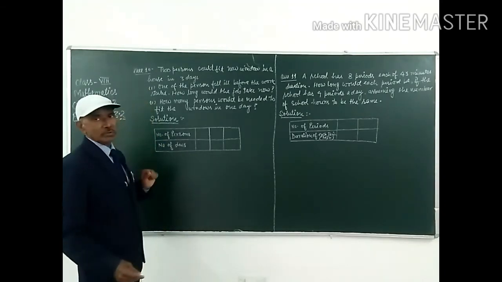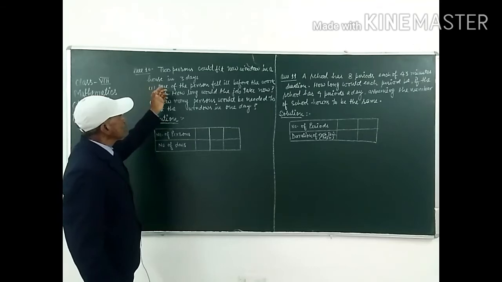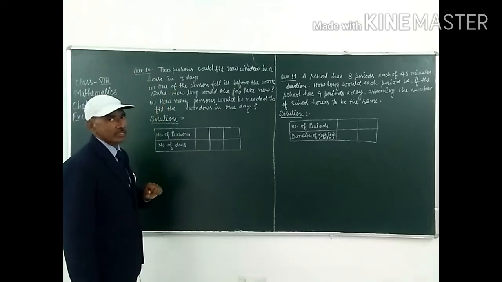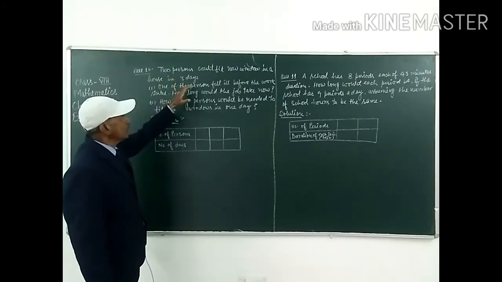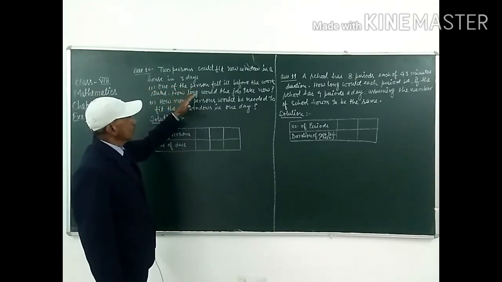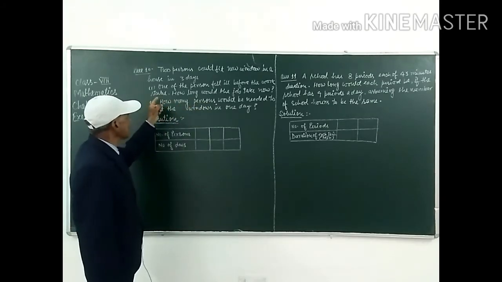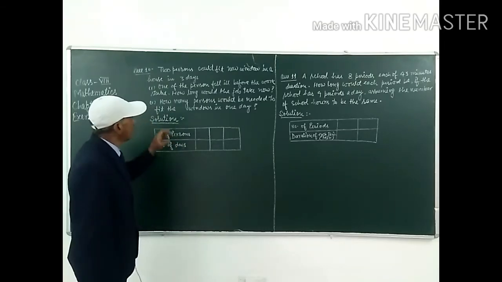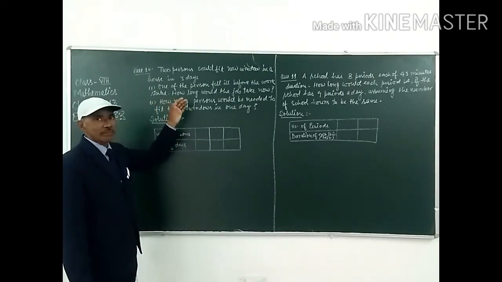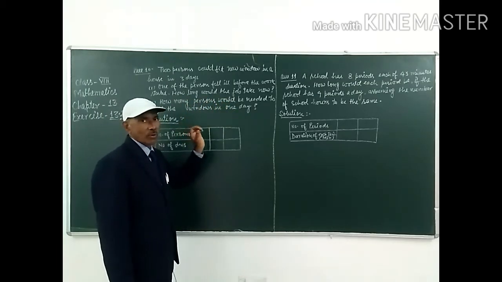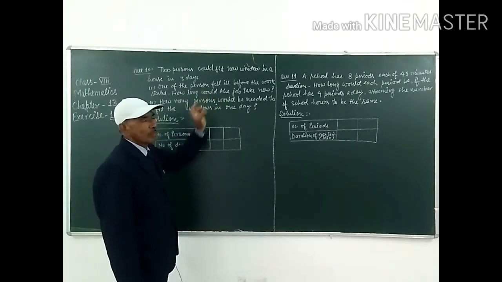This is question number 10, students, and in this question 2 persons could fit new windows in a house in 3 days. First, one of the persons fell ill before the work started. How long would the job take now? Before the work started, one person fell ill. Then only one person remains, students. So how long would the job take now? In how many days would he complete the job?